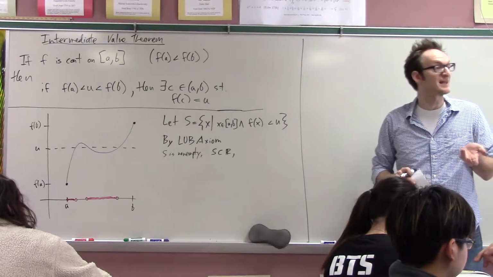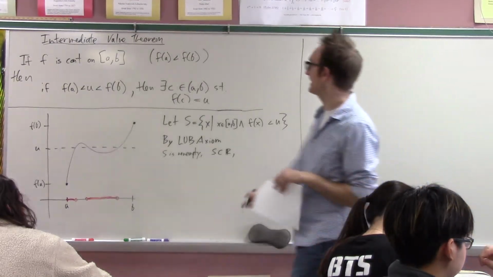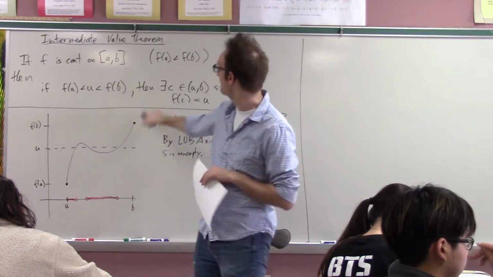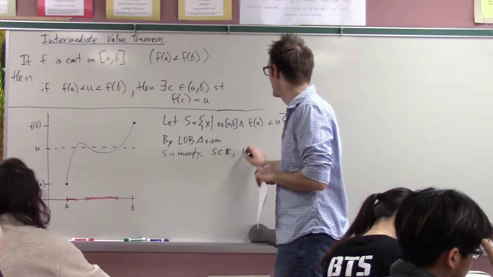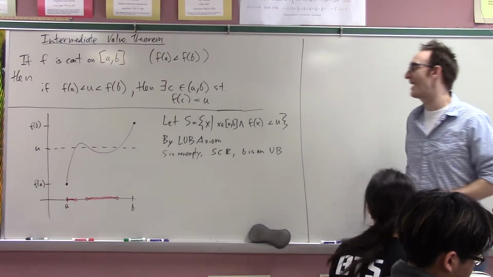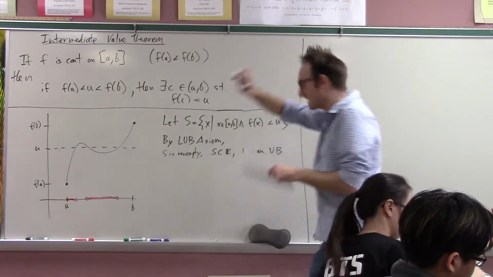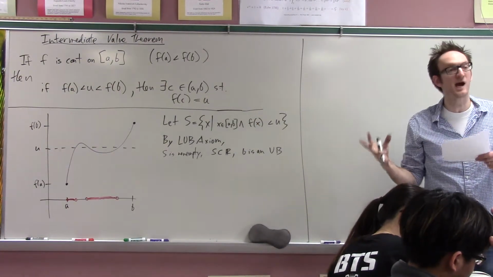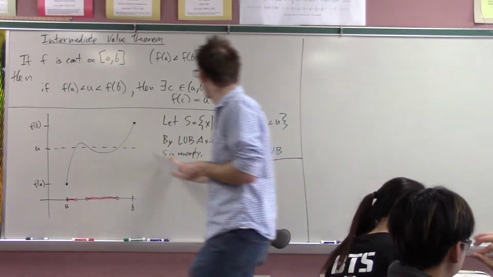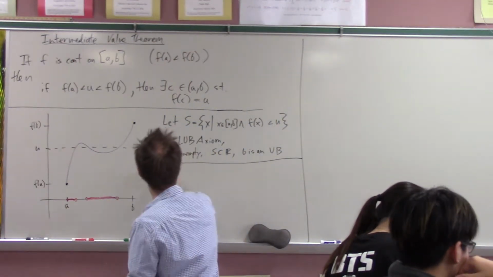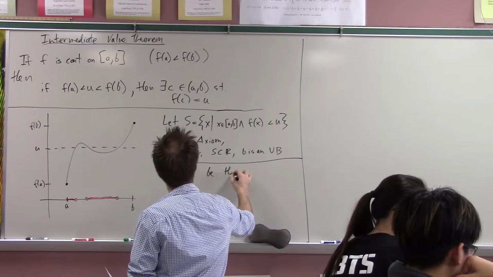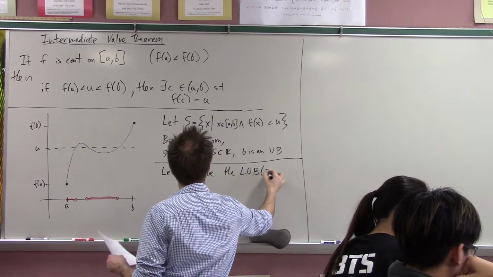All of them have to be less than B, right? All the x values have to be less than B, because certainly B is not in this set, because f of B is greater than u. Okay, so B is an upper bound, and since little b is an upper bound, that means it's bounded above. So by the least upper bound axiom, I can just declare some number to be the least upper bound, and that number must exist. Okay, so let little c be the least upper bound of S.